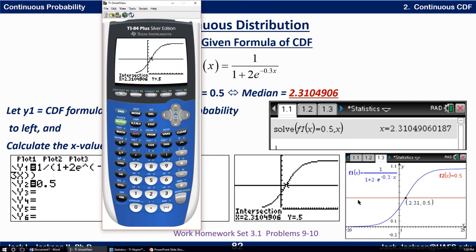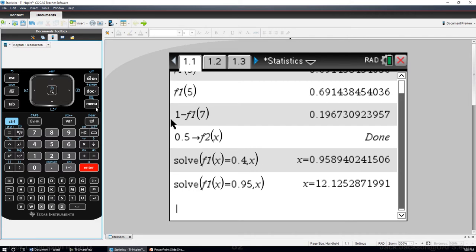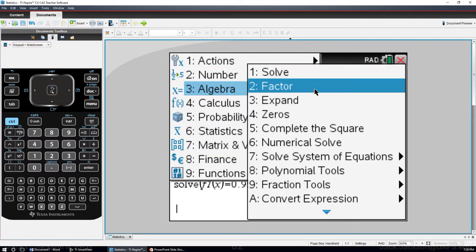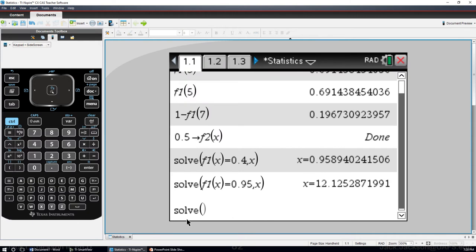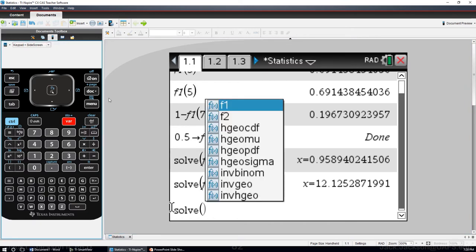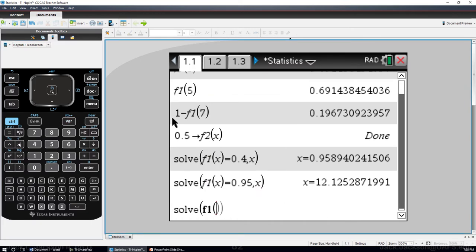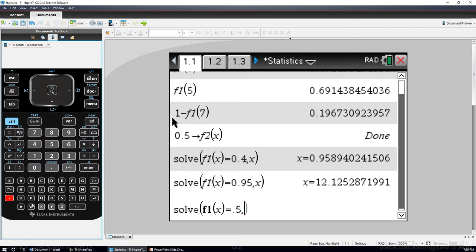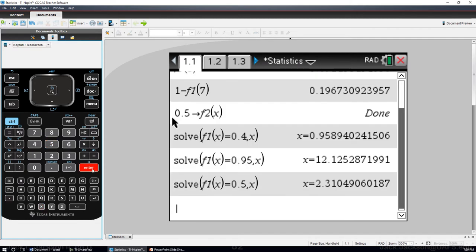On the Inspire, the way I would probably do it is use solve. So again, that was menu, algebra, number 1. Or you can actually just type in solve, open parentheses, it will work too. So we can solve f1 of x, get out of the parentheses, equals 0.5, solve that for x, and that is the median. So that x value is the median there.